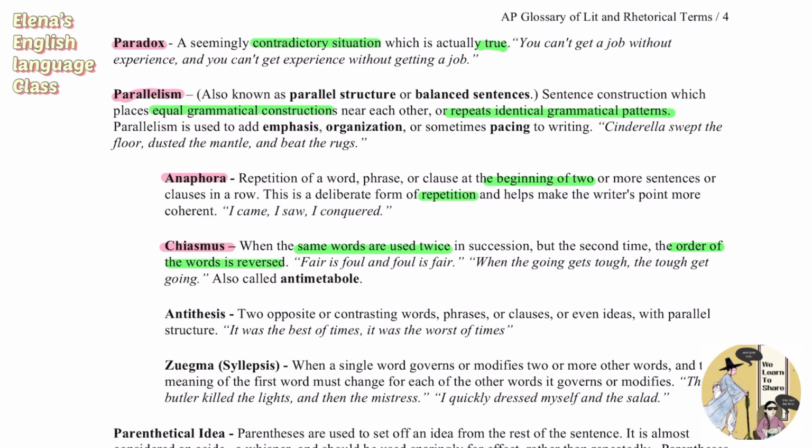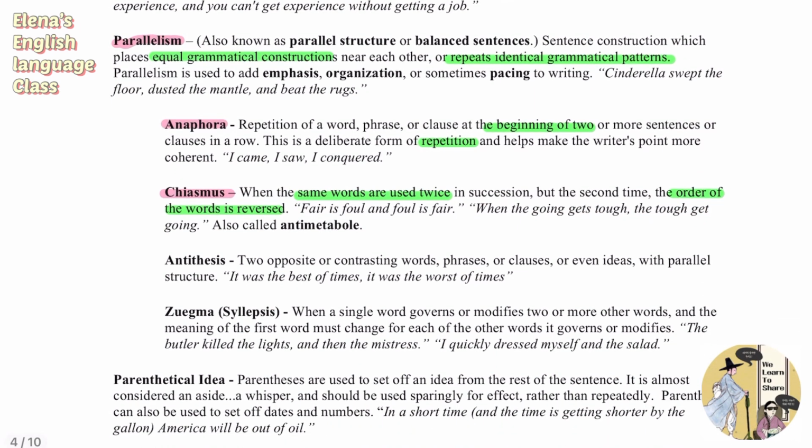But you can see that in the first part of the sentence, fair came first, and then foul came after. But in the second part of the sentence, foul is the first word used, and then fair comes after. And also over here: when the going gets tough, the tough get going. You can see how the order of the 2 words is reversed, right? This is what we call chiasmus, a type of parallelism, and we also call this antimetabole.